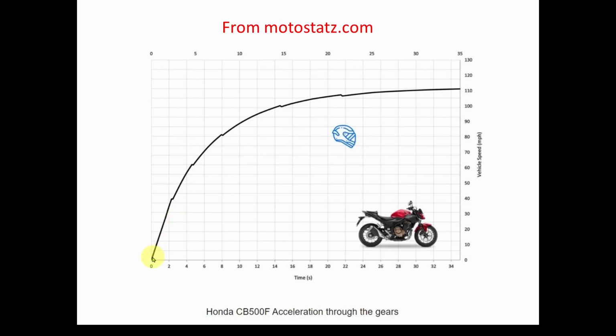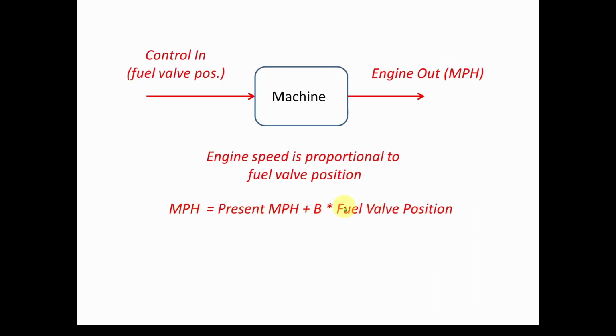Right? It's either going to be like this or like this, but we know it's going to be increasing. So we can come up with an equation for the future speed of this motorcycle using something like this: the present speed plus this additional factor that depends on the fuel valve position and some number that we don't really know, but it's a constant number depending on the motorcycle, right?